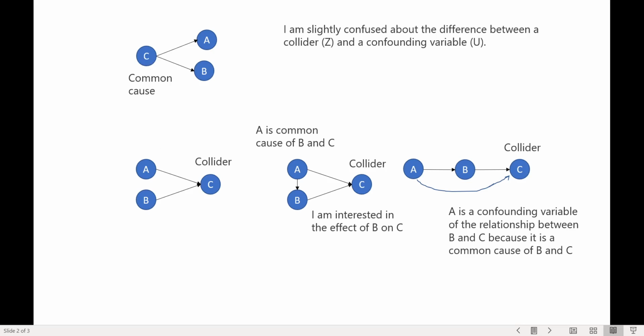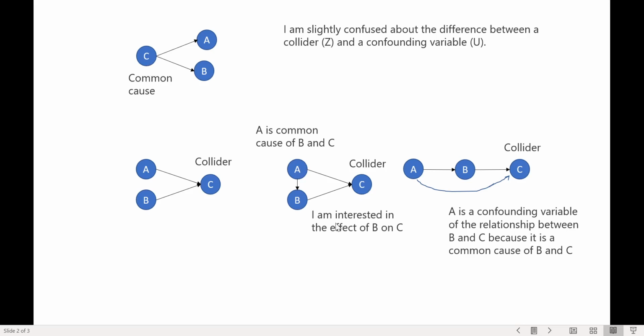Now, what's a confounding variable? That's the question. Okay, look at this third graph. The third graph is the same as this one, but it adds one arrow from A to B. So A now is having the same role as C in that graph, in the common cause. So A is a common cause. It's a common cause for B and for C.